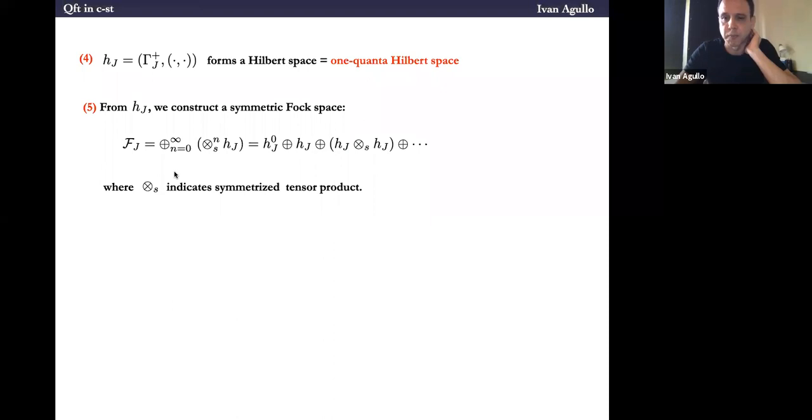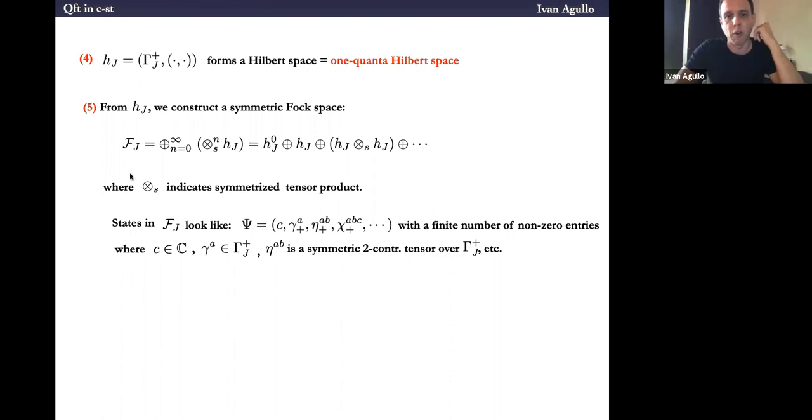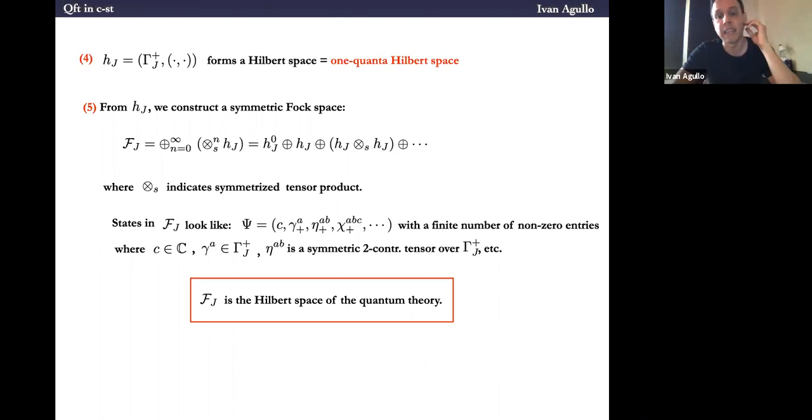States in the Fock space look as follows. They are made of elements of H0, which are complex numbers, elements of H, which are just elements of gamma plus, and then symmetric tensors with two indices built in gamma plus, tensors with three indices in gamma plus, et cetera, et cetera. So this is the form of the elements of the Fock space. And they are just built from the classical phase space. This is why this is nice. So we have a Fock space, and this is the Hilbert space of our quantum theory.